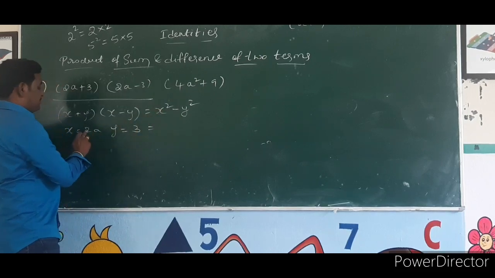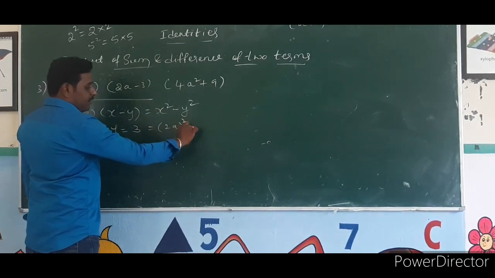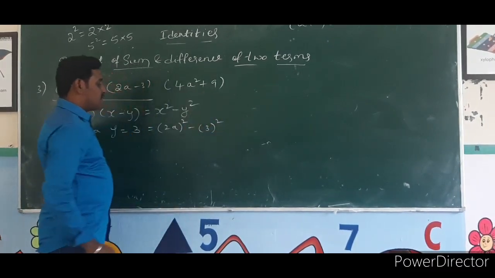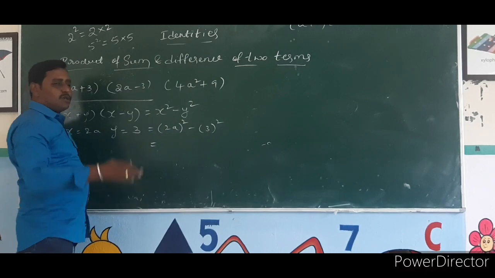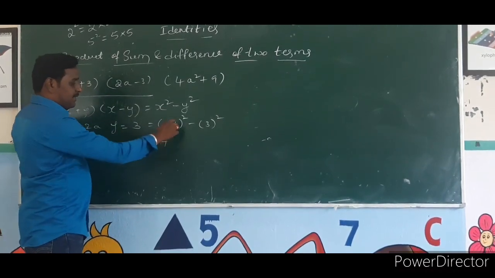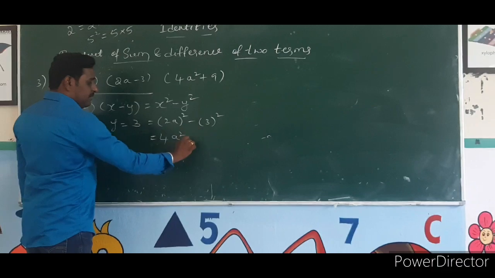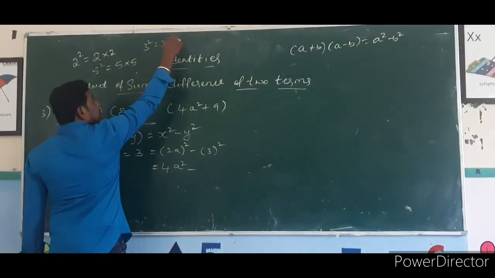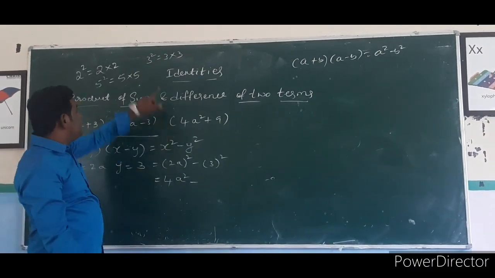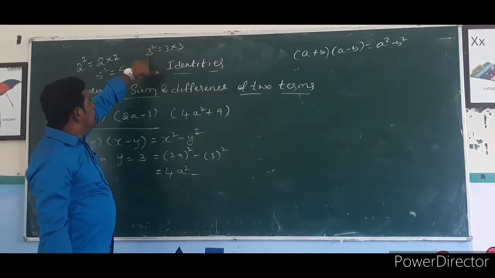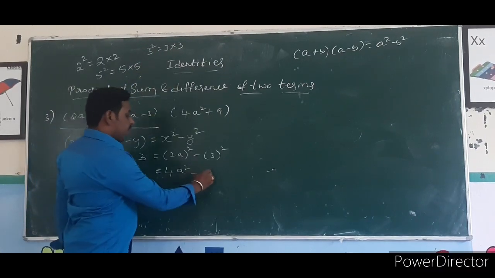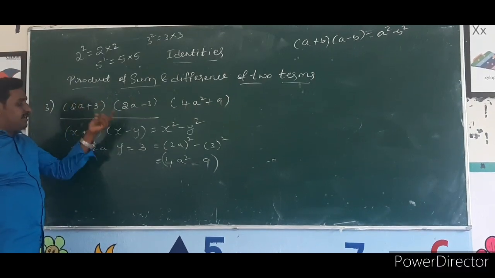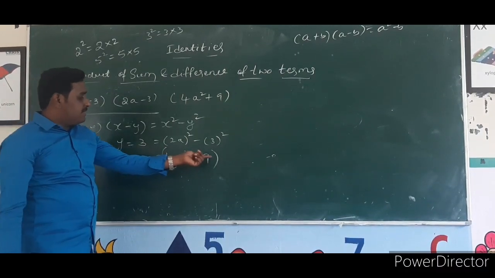So first we do this product. x² means (2a)². In the place of y, 3, so 3². 2² means 2 into 2, 4. a² stays a². Minus 3² means you have to multiply 3 into 3, not 3 twos are 6. If you write 3 twos are 6, it is a wrong answer. So 3 into 3 is 9. So the product of these two is 4a² − 9.